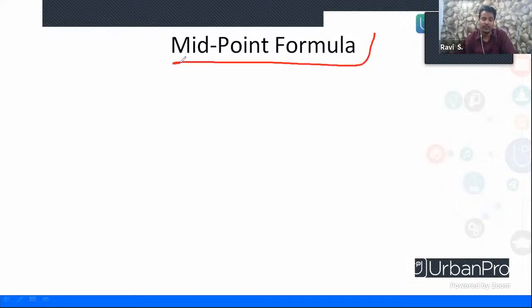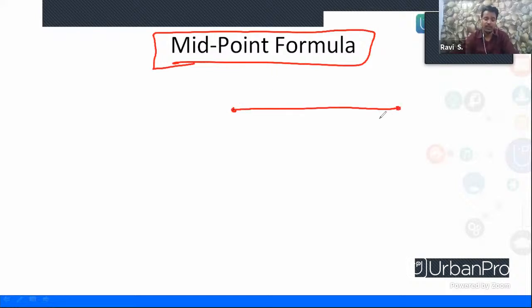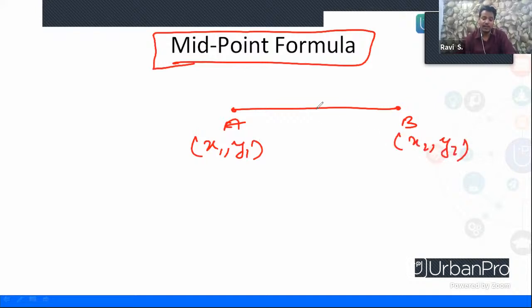Let me just give you one more formula about the midpoint formula. It's nothing but a part of the section formula, guys. Suppose there is a point A and there is a point B. Again, this is the point A, this is the point B. Suppose the coordinates of point A are x1 comma y1, and for B it is x2 comma y2, and here is the point P. So this is the point P, with coordinates x, y.